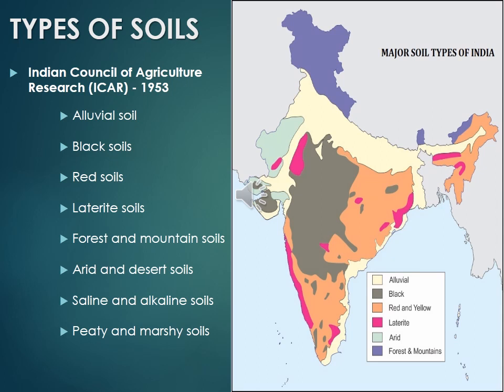What are they? Alluvial soil, black soil, red soil, laterite soil, forest and mountain soil, arid and desert soil, saline and alkaline soil, peaty and marshy soil.